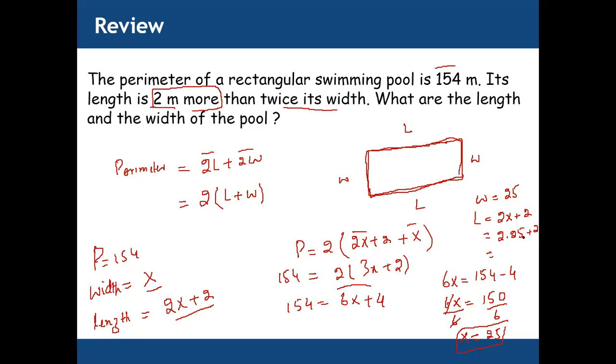This means 50 plus 2. So 50 plus 2 equals what? 52. Length is 52. Width is 25. 2 times the length and 2 more than length. So 52 is the length. Clear?